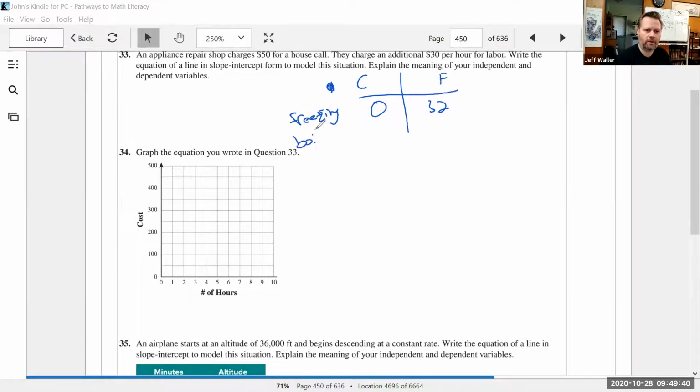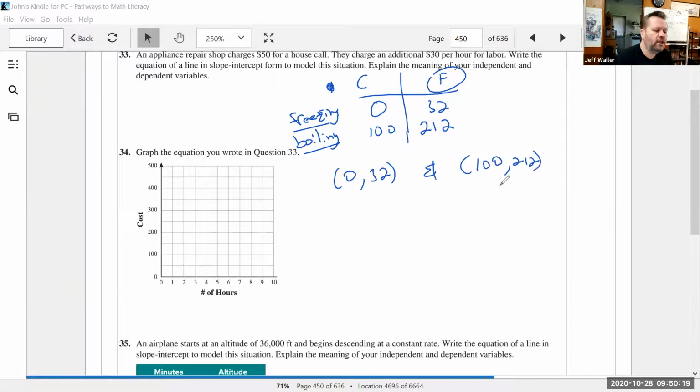Now here's where I need my bakers or my cooks. Does anyone know what boiling is for Fahrenheit for pure water? Anybody? All right, we're all going to learn something together. It's 212 degrees, if I have pure water with no contaminants or salt or anything, it'll boil. Is everybody with me? So I've got 2 points here: 0, 32, and 100, 212.